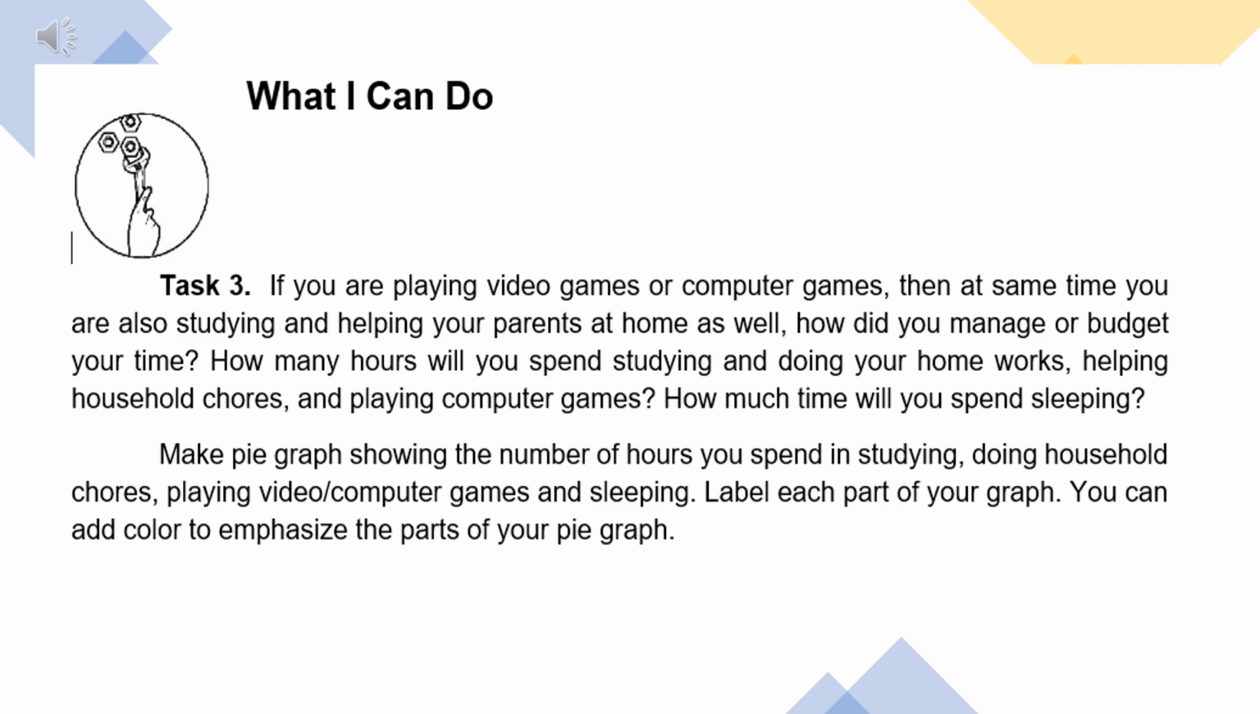So, a pie graph, of course, that will be a circle. Then you will be presenting there the allocated hours for sleeping, for schooling, and doing other things. Of course, you will have the 8 hours for the sleep, and 9 hours for the schooling.